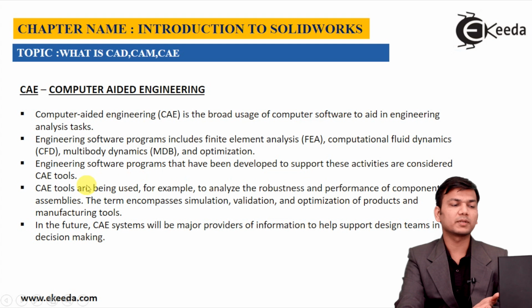Now, CAE tools are being used, for example, to analyze the robustness and performance of the components and the assembly. The term encompasses simulation, validation, and optimization of the product and the manufacturing tools. It basically helps in the analysis of the product using the various CAE tools. In the future, CAE systems will be a major provider of information to help support design teams in decision making of the products.